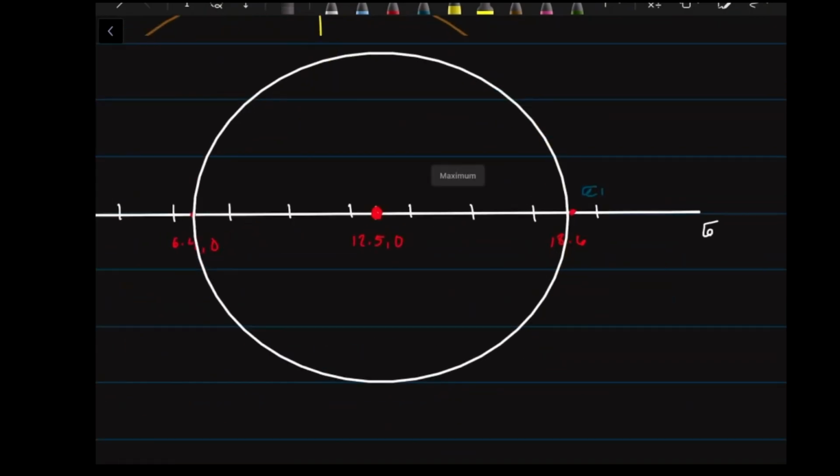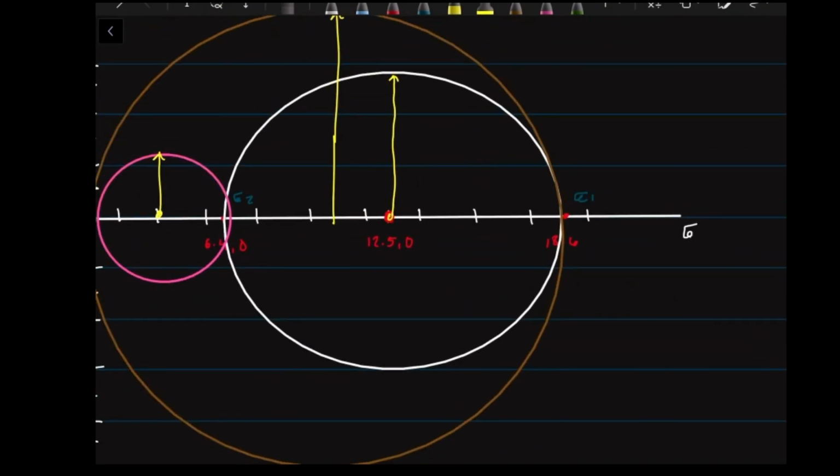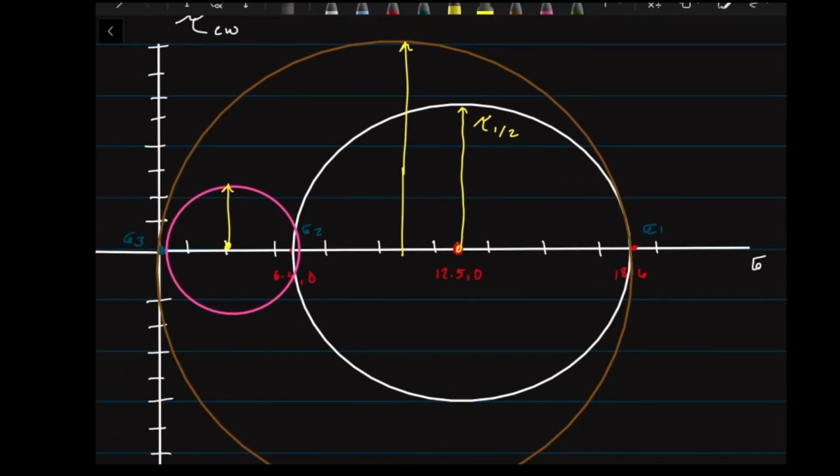Very nice. Alright, let's see. This is sigma 1 to sigma 2. So this is tau 1, 2. This is sigma 1 to sigma 3. So this is tau 1, 3. And this is sigma 2 to sigma 3. So this is tau 2, 3. Smaller to bigger. Very easy, very easy.